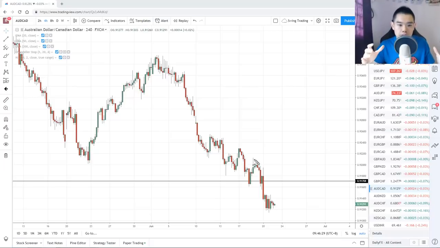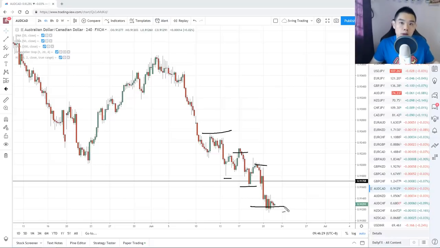So for example, as I've mentioned earlier, the sellers are still in control, and it can be seen on this time frame. See a series of lower highs and lower lows. Sellers are still in control. So how do you know when the buyers are in control? Another way to look at it is that you want to see a break of structure. You want to see that series of lower highs and lower lows get broken.